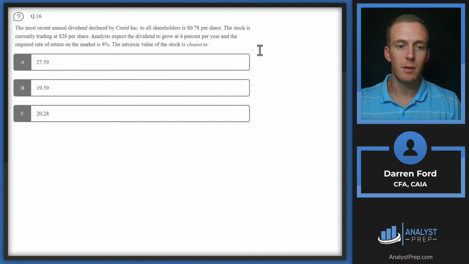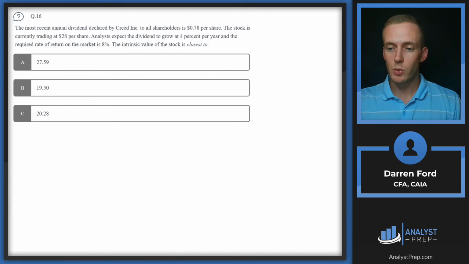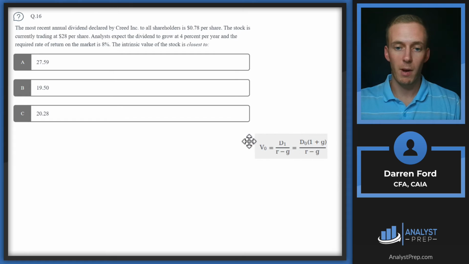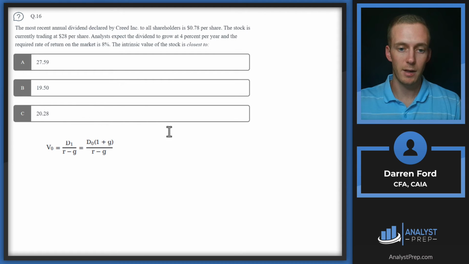Question 16. The most recent annual dividend declared by Creed Inc. to all shareholders is 78 cents per share. The stock is currently trading at $28 per share. Analysts expect the dividend to grow at 4% per year, and the required rate of return on the market is 8%. The intrinsic value of the stock is closest to. So we're going to be using the Gordon growth model formula here. So let's pull that in and talk through it.